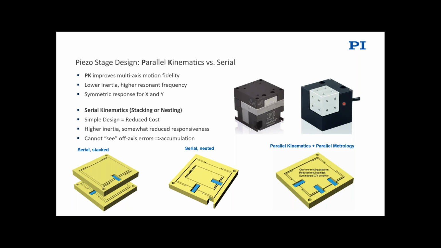moving platform. And this is just a good example of a couple of our nanocubes where you can clearly see that there's 3 moving platforms built in. Now this one has just a single flexure that is completely parallel. And so with the parallel design, you can really compensate for any off-axis errors in a very dynamic way without any kind of accumulation errors. These designs, of course, can be more economical.